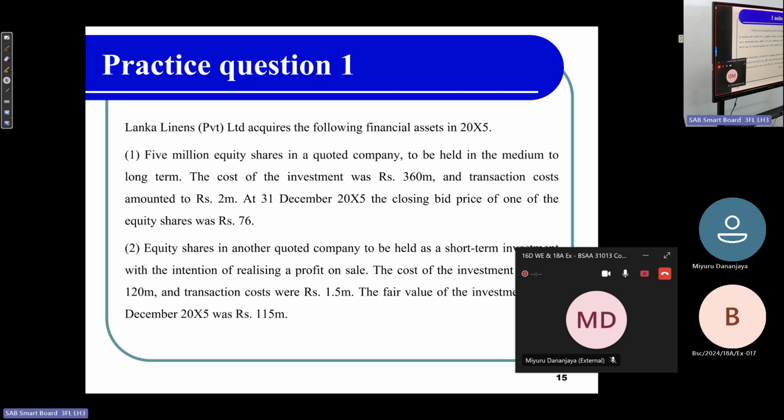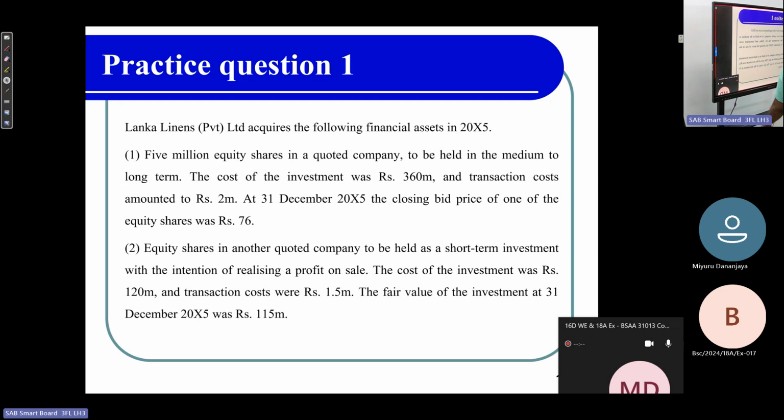What is the second one? Read correctly. Shares in another company held as a short-term investment with the intention of creating a profit from sale. The cost of the investment was rupees 120 million and the transaction cost was rupees 1.5 million. The share value of the investment at 31st December 2005 was 50. This is a quoted share, again a share investment. What is the most appropriate classification?